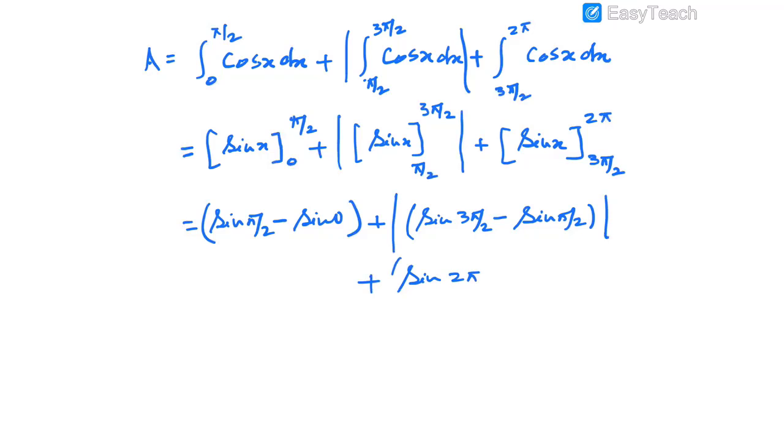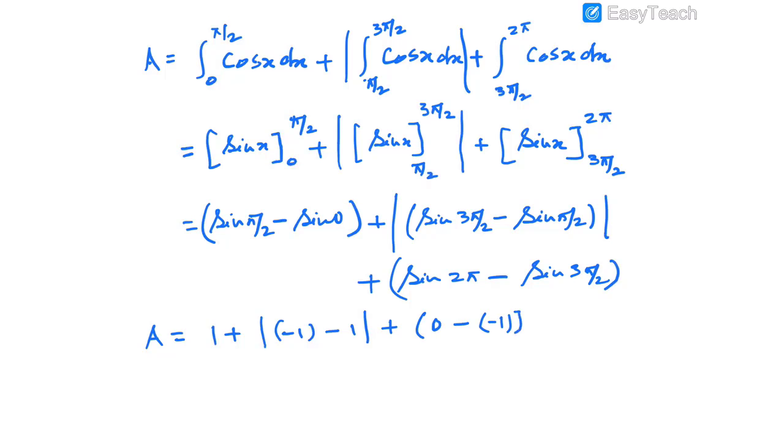We know that the value of sine pi by 2 is 1 and sine 3 pi by 2 is minus 1. So put the value: sine pi by 2 is 1 and sine 0 is 0. So we have 1 plus, within mod, minus 1 minus sine pi by 2, which is 1, and plus sine 2 pi is 0, so we put here 0 minus, within bracket, minus 1. So this is equal to 1 plus 2 plus 1, which is equal to 4 square units. Thank you.